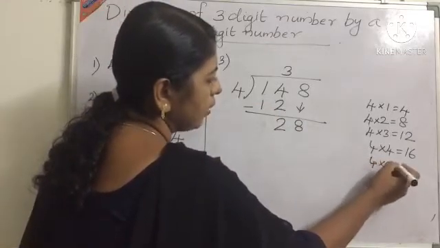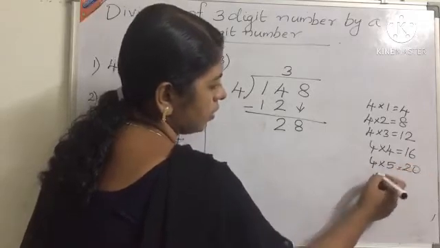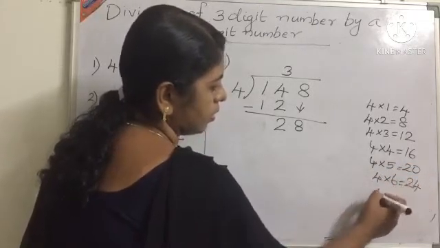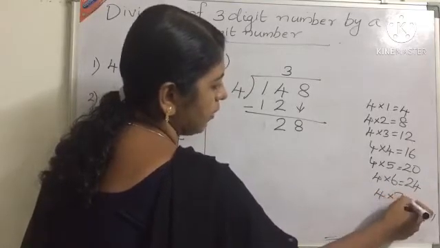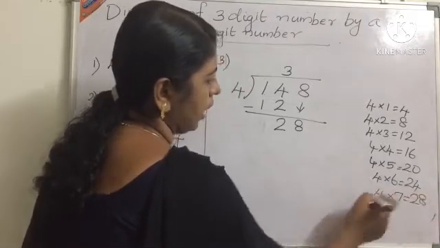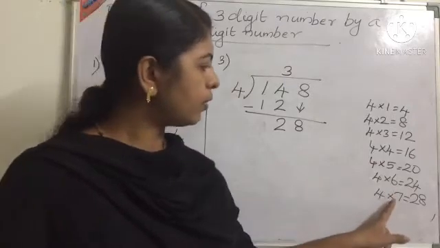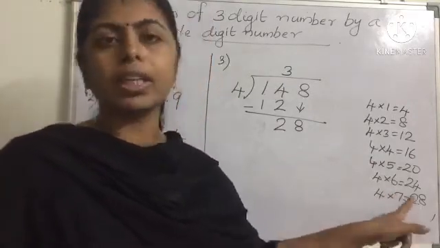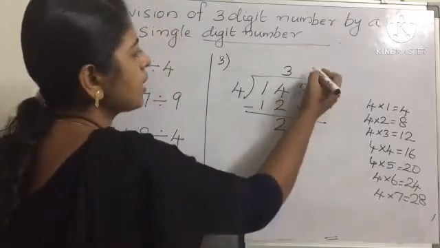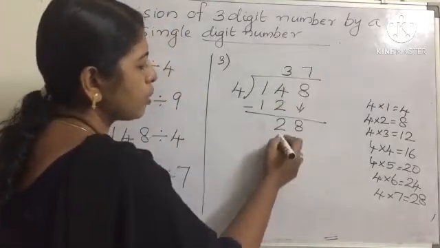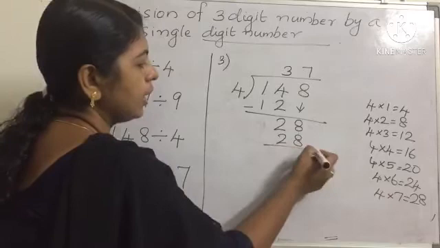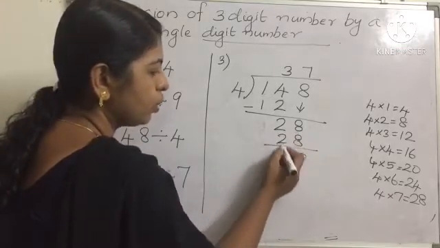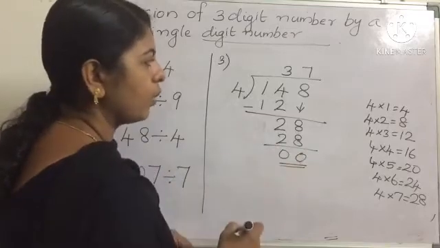4 5s are, 7s are 28. Okay, in the table of 4, 28 is there. 4 into 7 is 28. So we can write this 7 in the up. It's 28. Then 28 minus 28, it's 0. Or 8 minus 8, 0. 2 minus 2, it's 0.